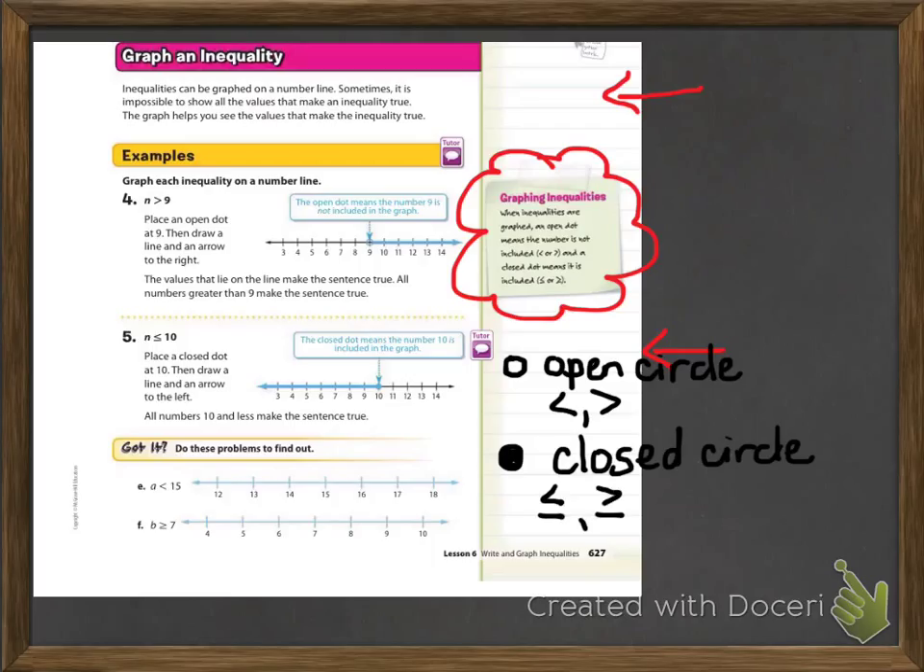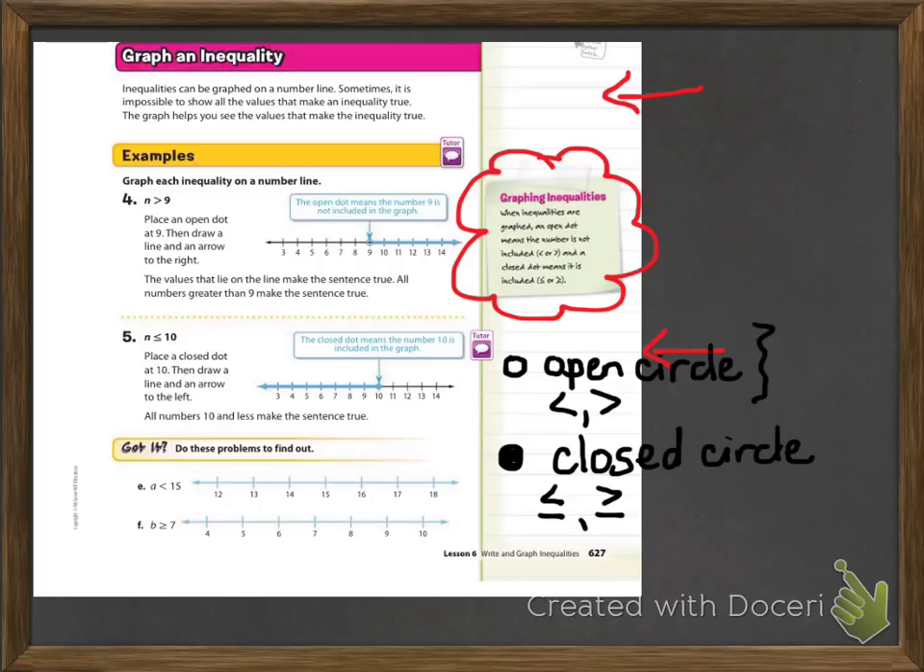What's happening on a number line, wherever it's shaded, it's telling us that that is a possible solution. So let's think about this. If we're using a less than or a greater than symbol, we're not saying that the variable is whatever that number is. We're saying it's got to be bigger or less than that.